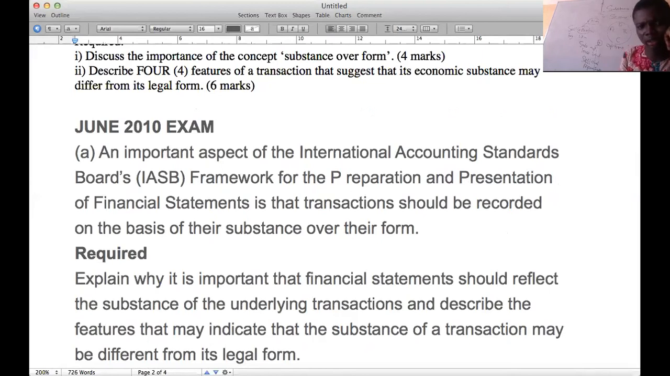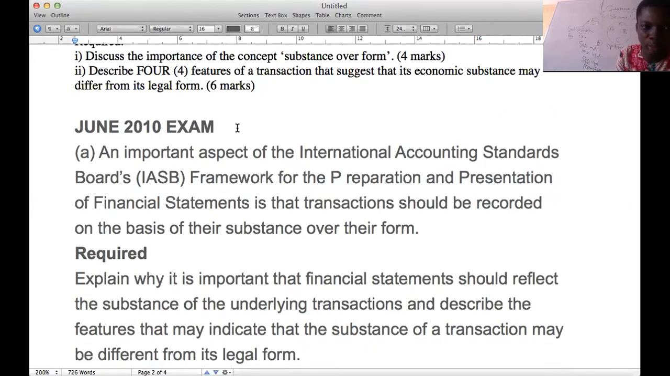Now look at the next question, an important aspect of international accounting. That's the ACCA June 2010 exam. The one that we saw first is what? That's ICAG November 2018. So this one is question 4, June 2010 ACCA. So for those of you writing ACCA, you can check for yourself. So it's not only ICAG that brings tricky questions. ACCA also does that.